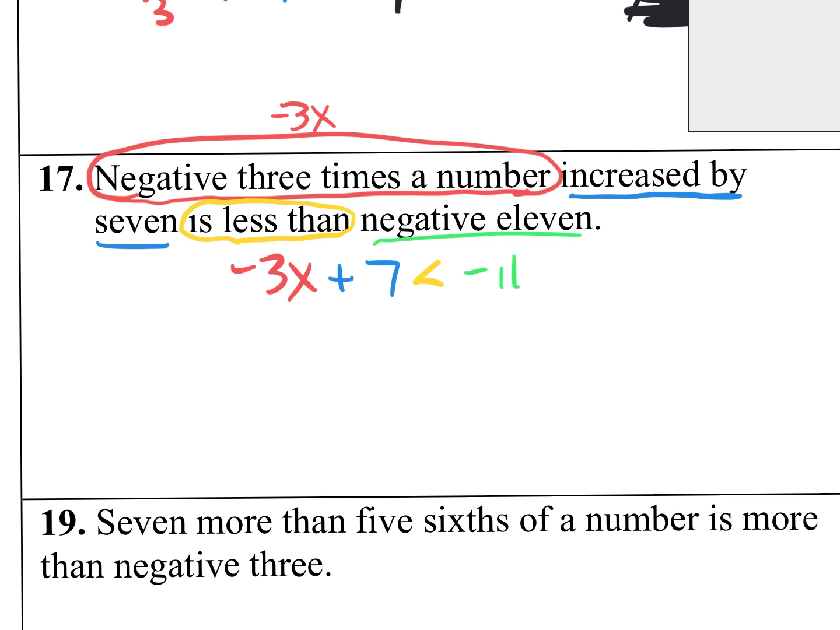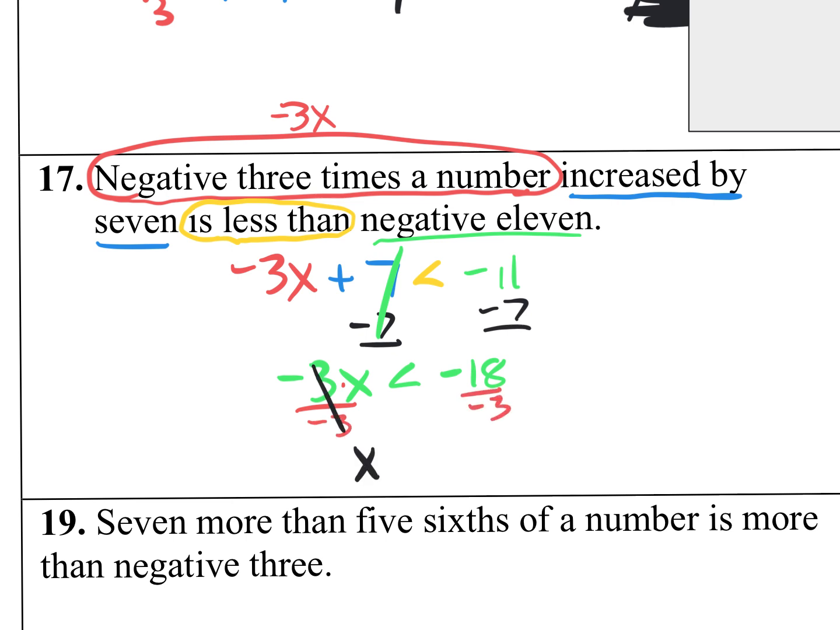How do you get rid of the plus 7? You're going to subtract 7. Subtract 7. That'll give you a new inequality that reads negative 3x, these canceled out, is less than negative 18. And that's really saying negative 3 times x is less than negative 18. So to get rid of that, you're going to divide by negative 3, cancels out x. Because you divided by a negative, you have to flip the inequality symbol, and it becomes x is greater than 6. That's your final answer. Moving on.